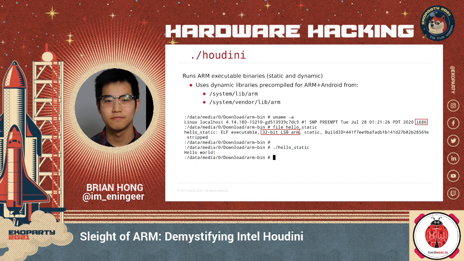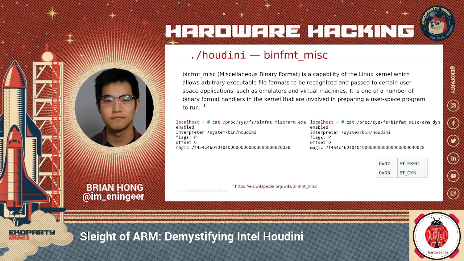So you might be asking, where does Houdini come from? And this is actually a feature of the Linux kernel called binfmt_misc. If you aren't familiar with it, here's a really quick explanation. Miscellaneous binary format is a Linux kernel feature that lets you basically register interpreters for custom binary formats. Kind of similar to how a shebang works in Bash or Python programs, but on the kernel side, kind of.